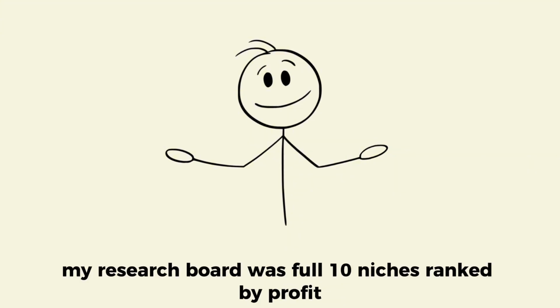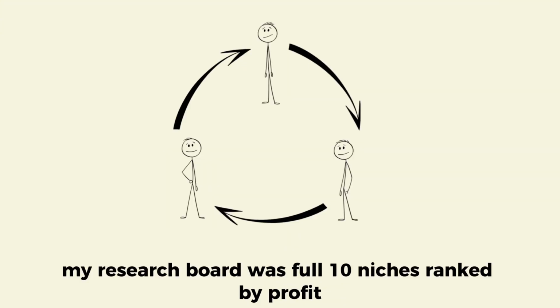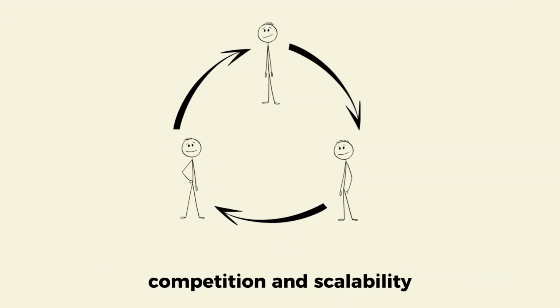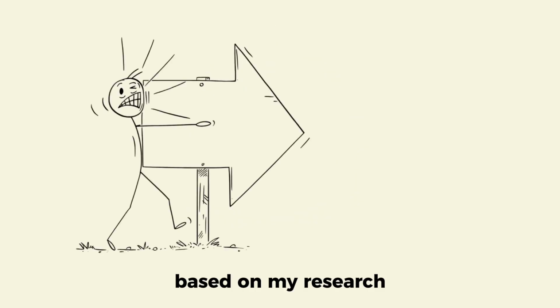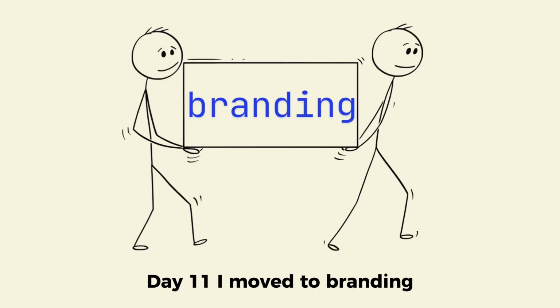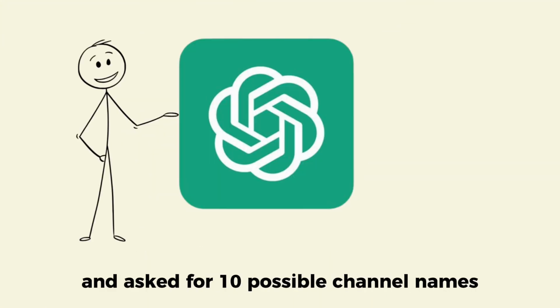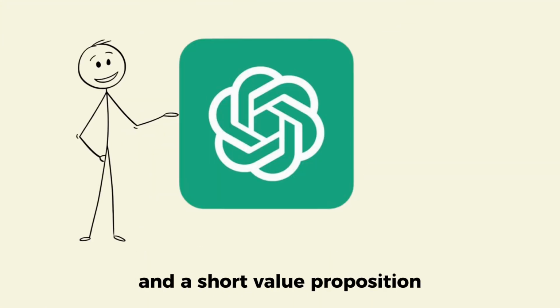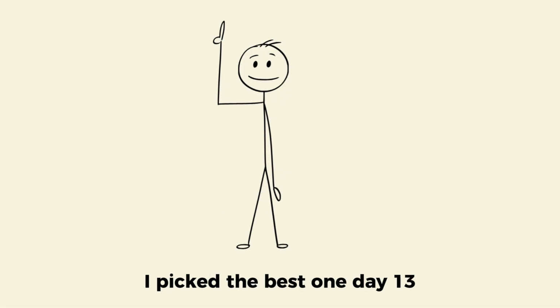Day 10. My research board was full: 10 niches, ranked by profit, competition, and scalability. Based on my research, I decided to go for the digital side hustles niche. Day 11. I moved to branding. I opened ChatGPT and asked for 10 possible channel names and a short value proposition. I picked the best one.